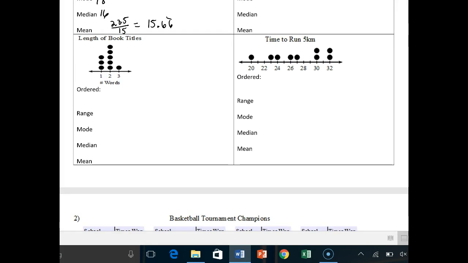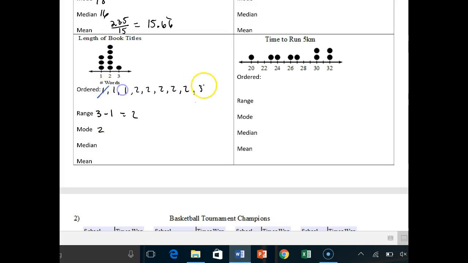All right, another way we can look at it is in dot plots. The beautiful thing about dot plots is they're already ordered for us. So the length of book titles, the number of words. I have 3 ones, 1, 2, 3. I have 1, 2, 3, 4, 5 twos. 1, 2, 3, 4, 5, and then 1, 3. So the range is obviously just 3 minus 1, or 2. The mode is the one that occurs the most, which is 2.